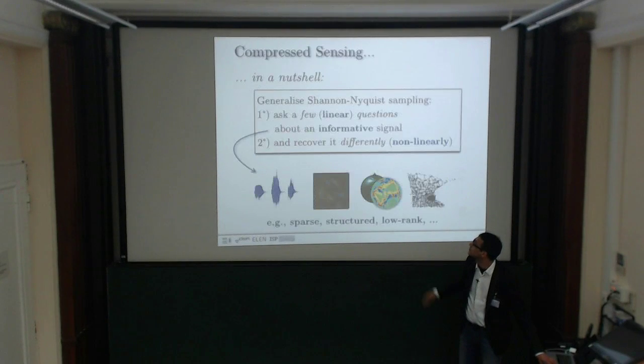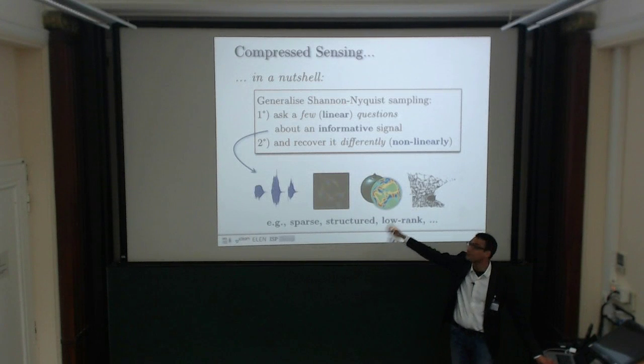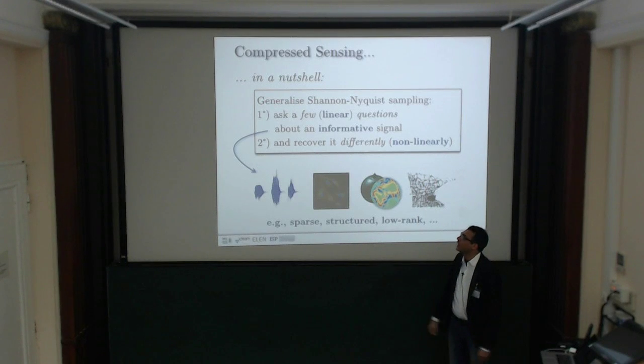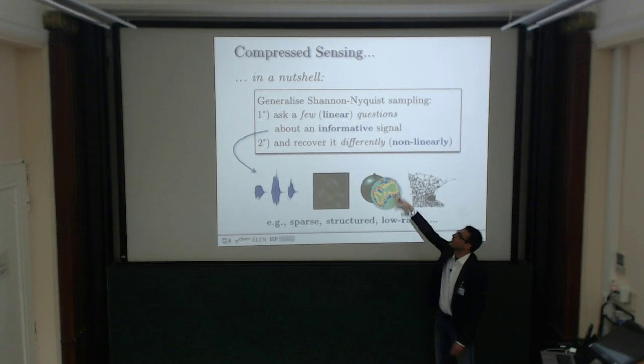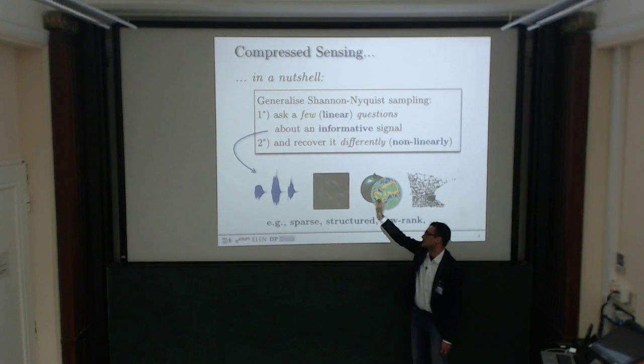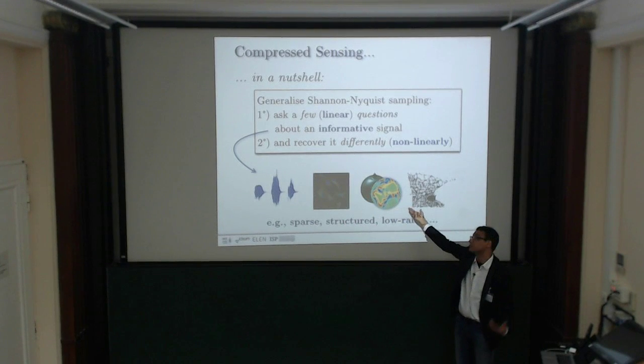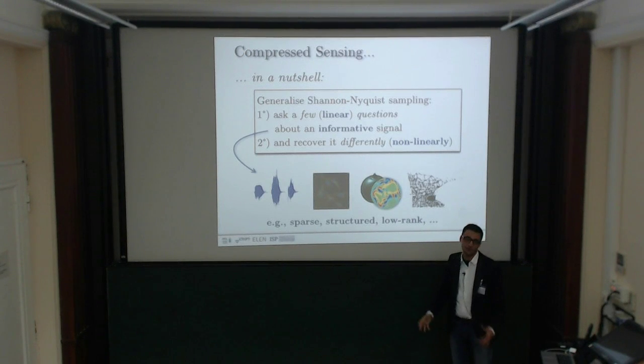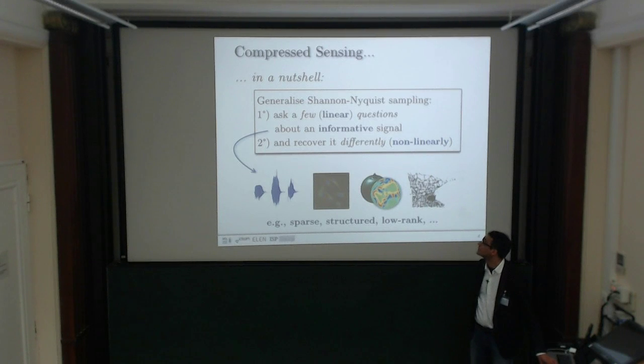OK, so just for a recap of compressive sensing, I'm sure you've heard this a number of times. What we want to do with compressive sensing is to generalize the Shannon-Nyquist sampling paradigm by, instead of taking regularly, uniformly spaced samples, for example, in time, to ask a few linear questions, which means projections, about an informative signal. And by informative, of course, we mean structured, which is either sparse or low rank. For example, it could be a low rank matrix. It could be structured sparsity. Essentially, you put your low complexity model in, and more or less an established theory can tell you if a recovery is possible from a few random projections.